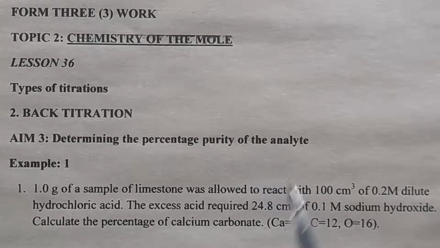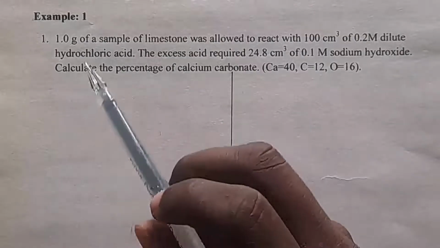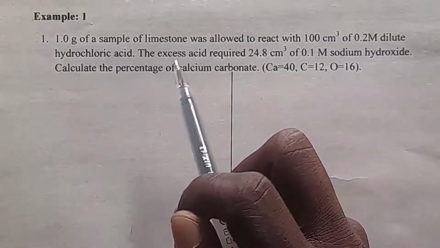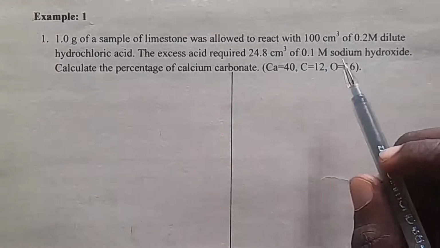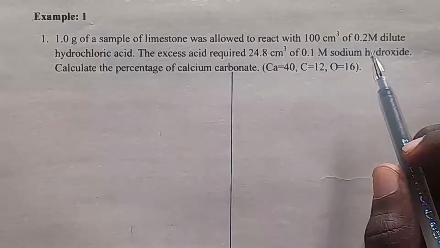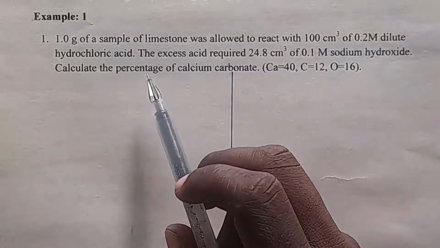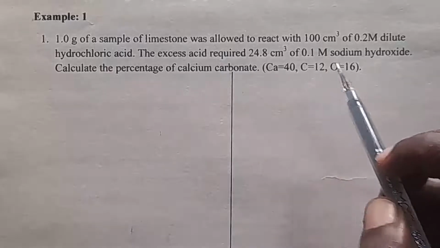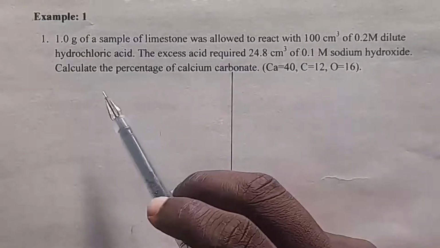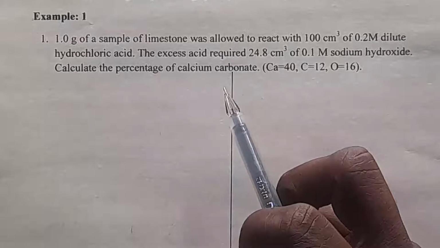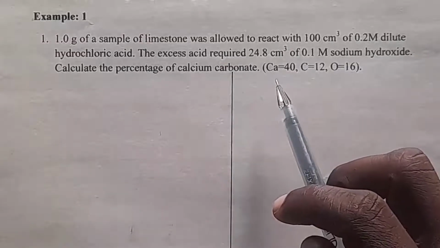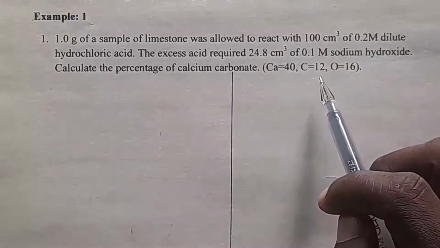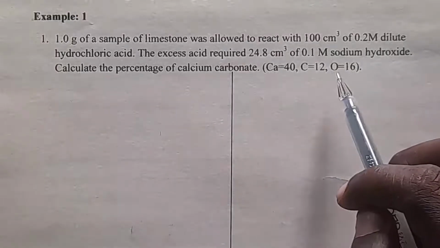Thanks. Example 1. We have 1.0 gram of a sample of limestone that was allowed to react with 100 cm³ of 0.2 molar dilute hydrochloric acid. The excess acid required 24.8 cm³ of 0.1 molar sodium hydroxide, and we are told to calculate the percentage of calcium carbonate. We are given the relative atomic mass of calcium, which is 40, carbon, which is 12, and oxygen, which is 16.